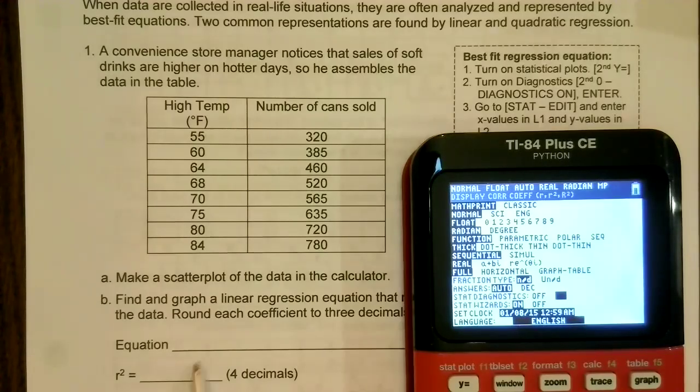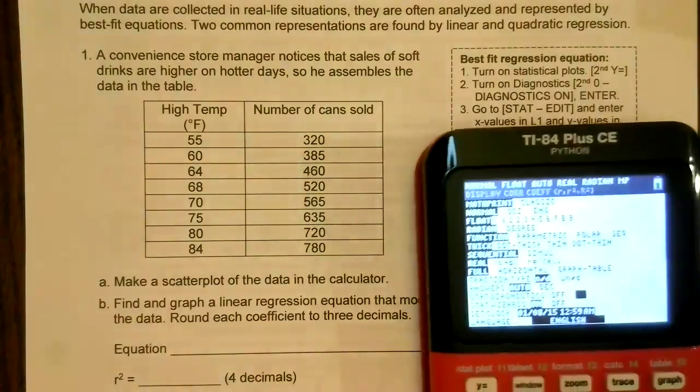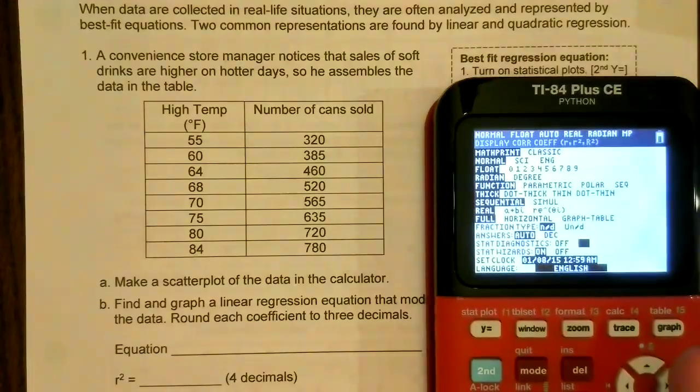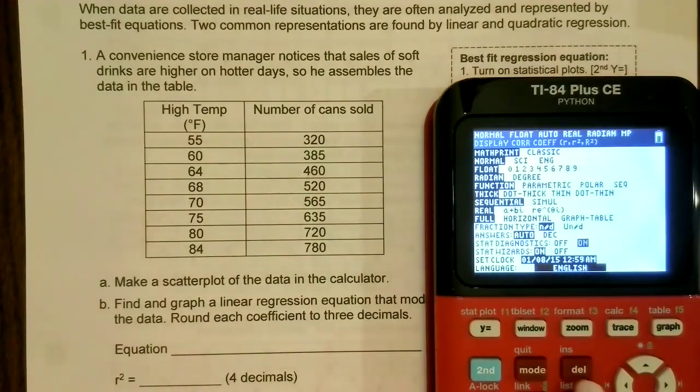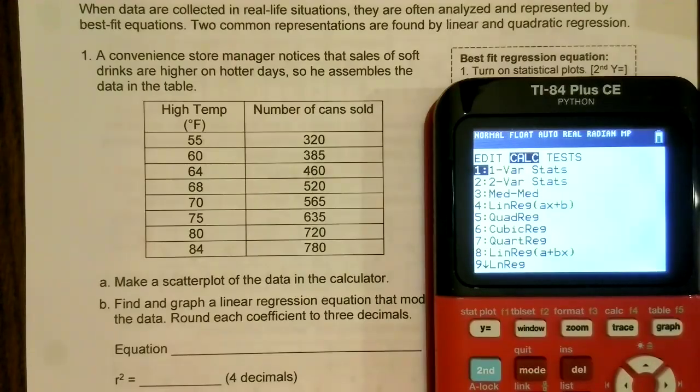So it tells us to make a scatter plot of the data in the calculator, and then it wants us to find and graph a linear regression equation that models the data. And we're going to round each coefficient to 3 decimals. So we're going to hit stat, and we want to calculate this time. So we're going to highlight the calc part. We're going to move that to the right, and we want a linear regression. So that's that one right there, number 4.